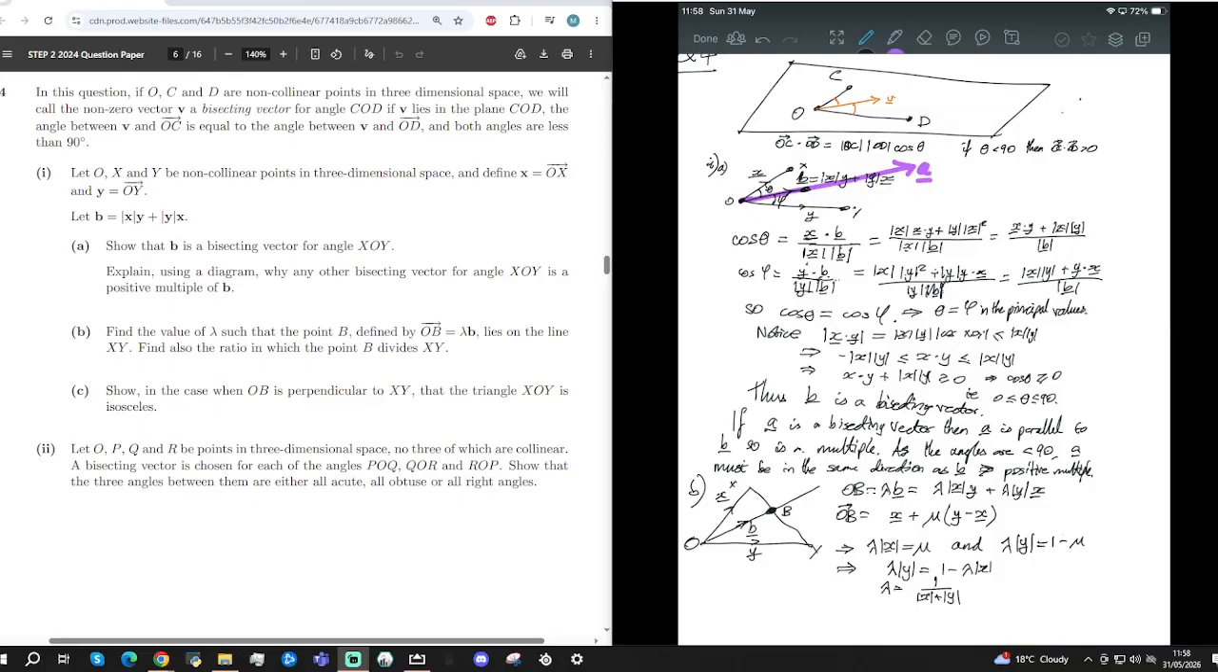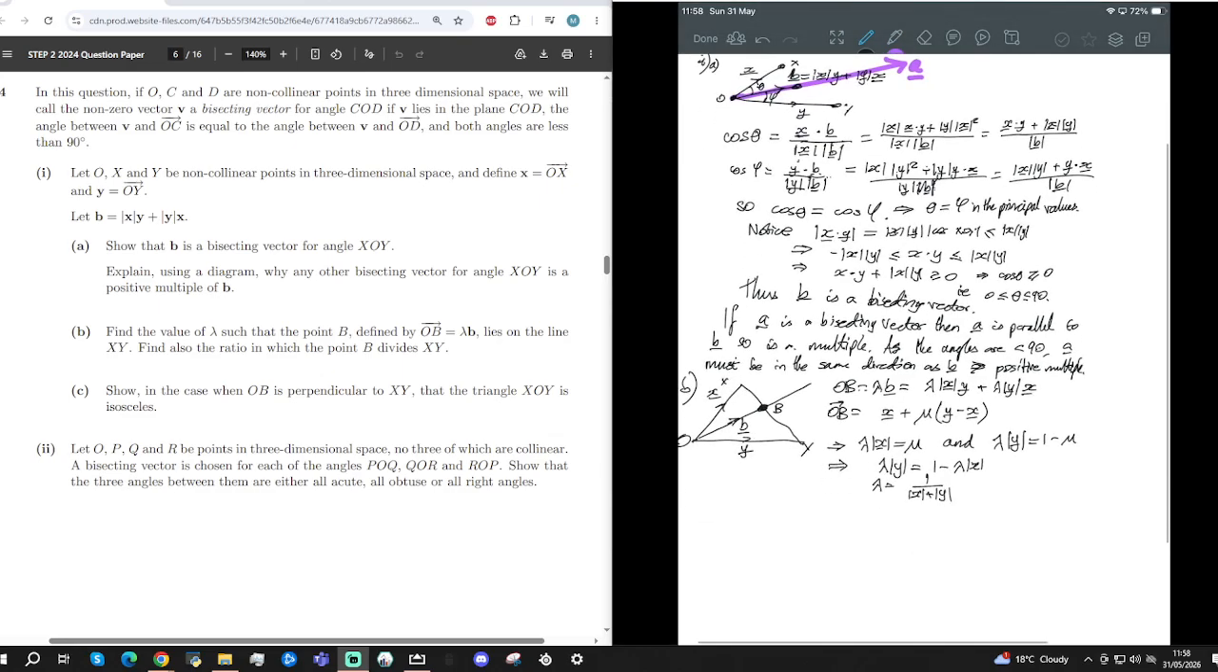Find the value of lambda, sorted. Now it's worth, just because it looks cool, writing what OB is. OB therefore is mod x over mod x plus mod y, times lambda plus mod y over mod x plus mod y, times x. And the reason I wanted to write that out is just to observe how symmetric it is. And almost always these things are beautifully symmetric.